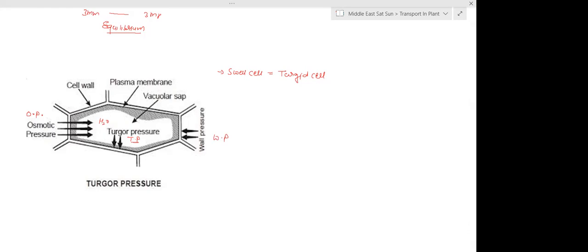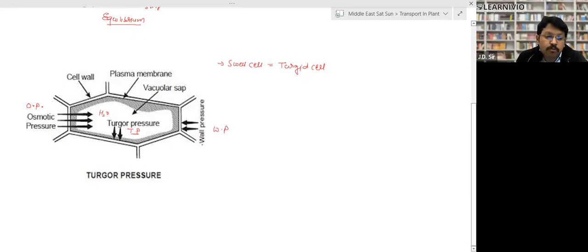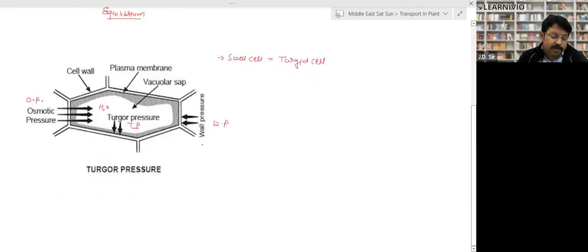Clear? Fine. So there is a formula for DPD. One more thing I want to tell you: this turgor pressure and wall pressure are in opposite directions and they will always be equal. So TP will always be equal to WP, wall pressure. So turgor pressure will always be equal to wall pressure. Keep it in mind, always.